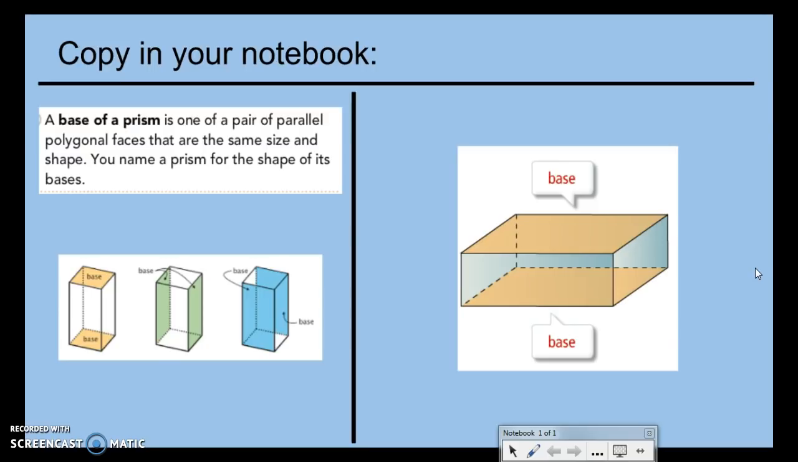So a little bit about how you can have more than one base for a shape, and it's going to keep on going like that. So you're going to have to read carefully and really look at the image before you just start selecting answers for this one.